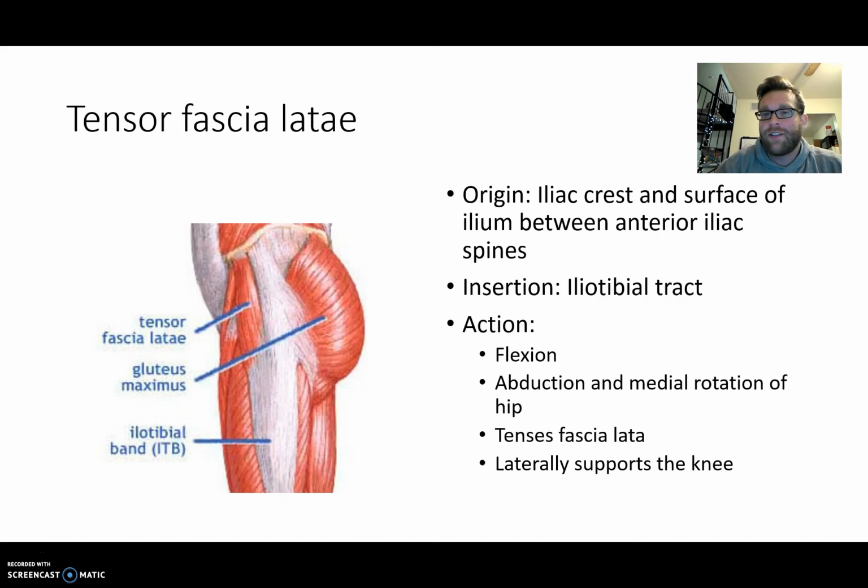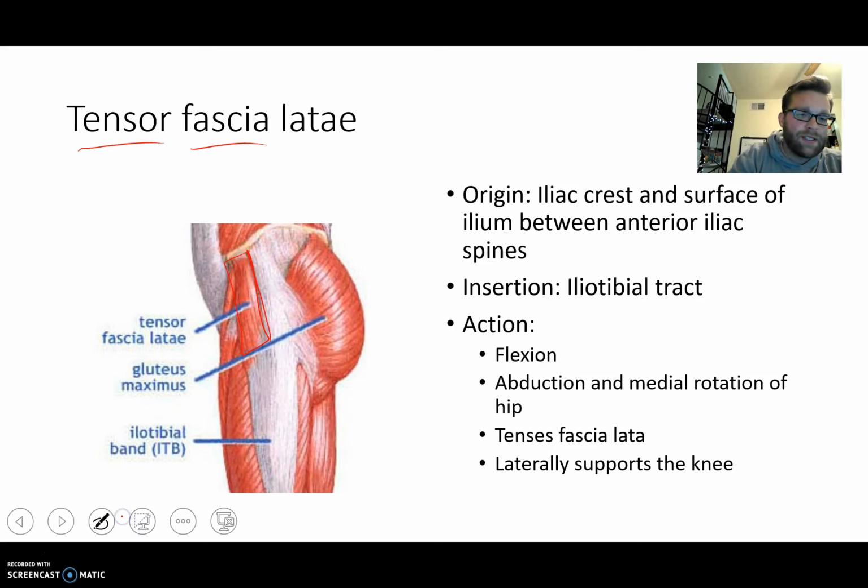Next one, tensor fascia lata. Its name implies exactly what it does. Its main job is to tense fascia. It actually pulls on a tendon and allows your muscle to tighten and pull that so that you can use that to help with flexion and movement in the leg. It's a muscle that's on the side, right here.